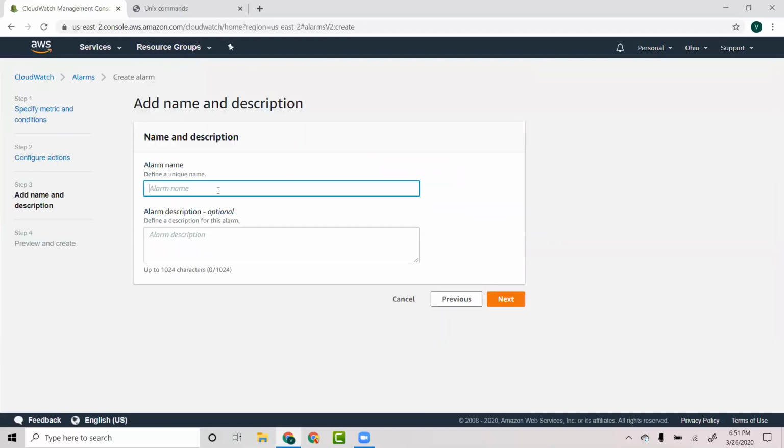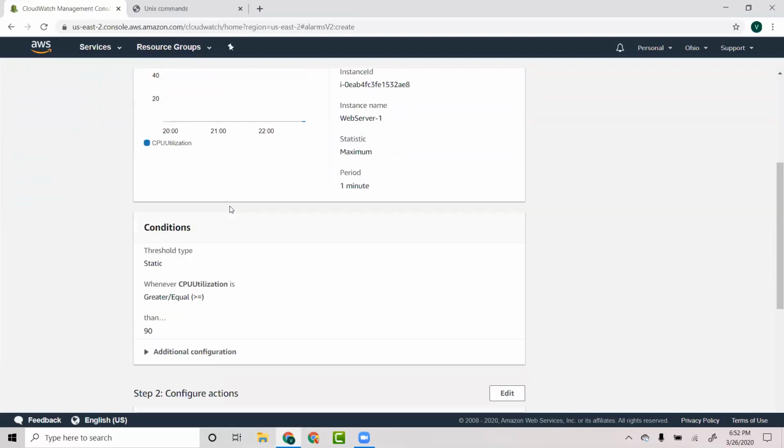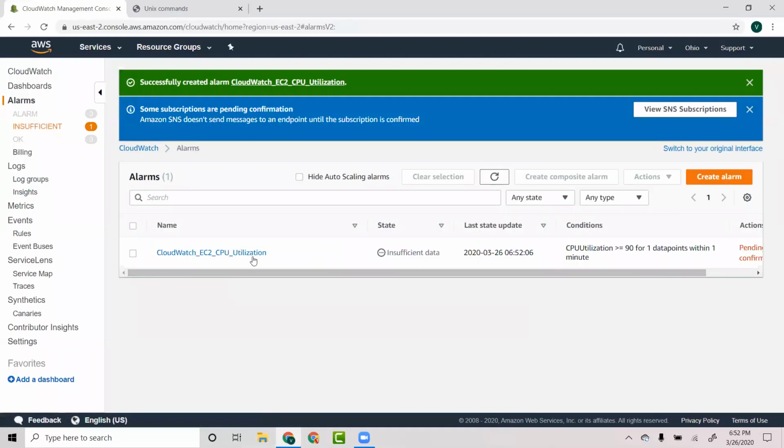So for the alarm name, I'll use the same thing, EC2 CloudWatch EC2 CPU utilization. Go to next, and then see this? This is the red bar here. If it goes above the red bar, then we'll get notified. Create alarm. Okay, I have it created.